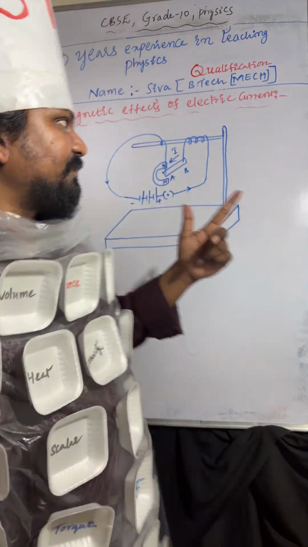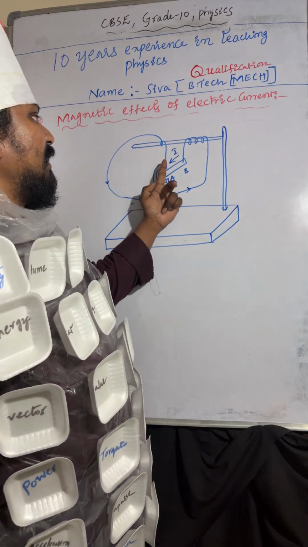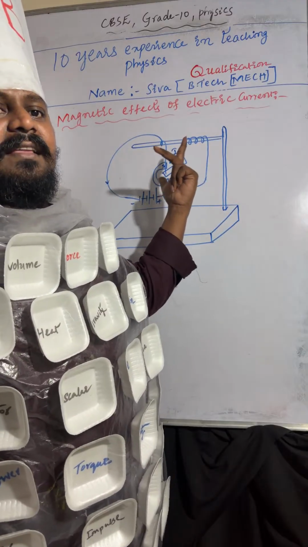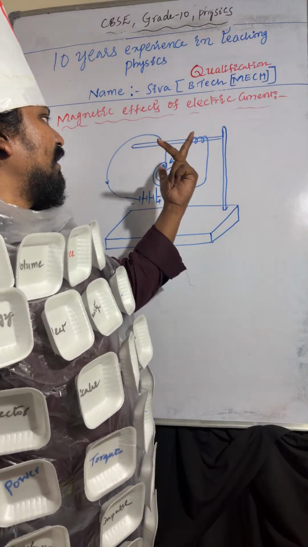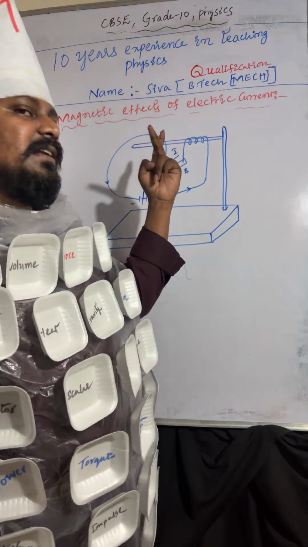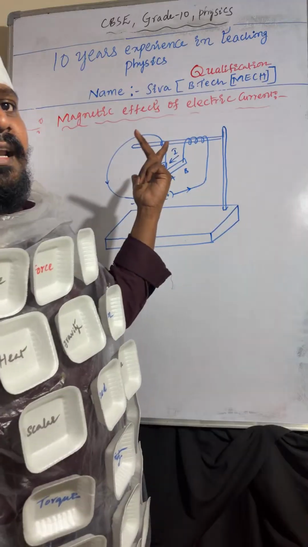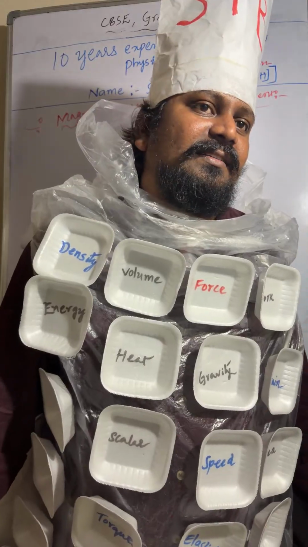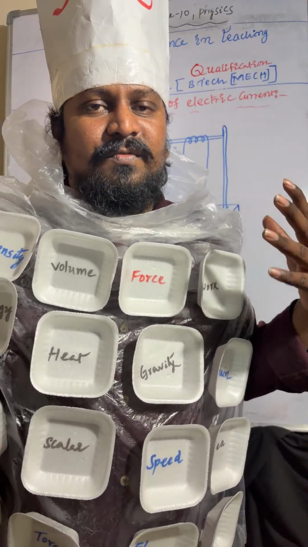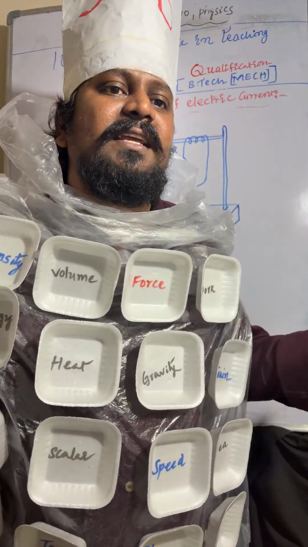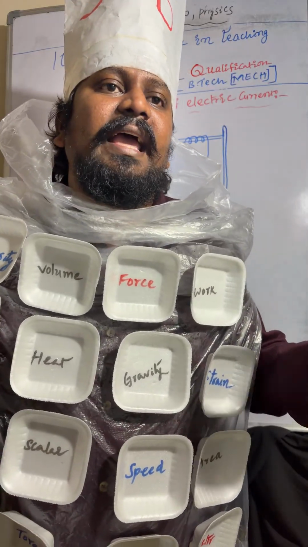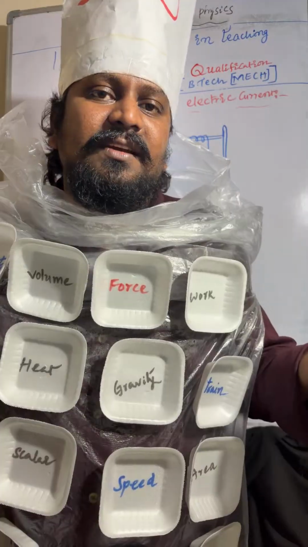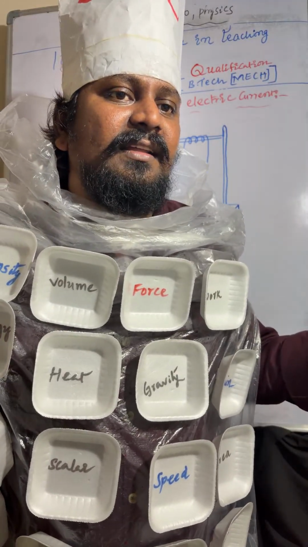So coming to the next one. North pole and south pole, this is the magnetic field, along this direction, and the current direction. In which direction is the thumb showing? Along that direction, force will act on the conductor. Understood? So this is about force acting on a current carrying conductor placed in an external magnetic field: it experiences a force. By using Fleming's left hand rule, we can identify the force acting on the conductor.